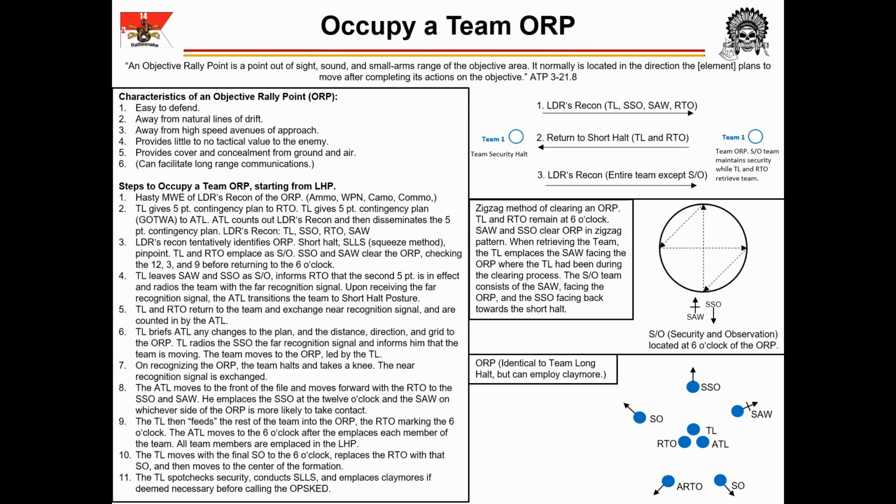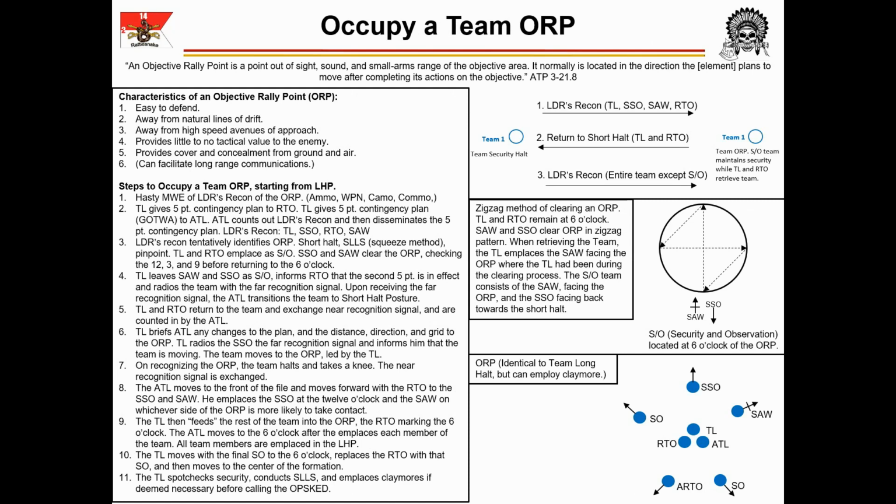At this point, the first 5-point contingency plan has been given to the ATL. The team leader now gives a 5-point contingency plan to the S&O team. S&O stands for Security and Observation. S&O is composed of the SSO and the SAW gunner. They will remain in place at the 6 o'clock of the ORP site and ensure the enemy does not take the position while the team leader and RTO bring the team back to the ORP.